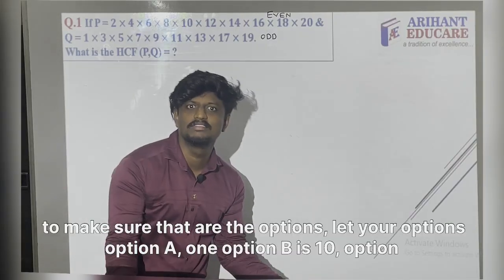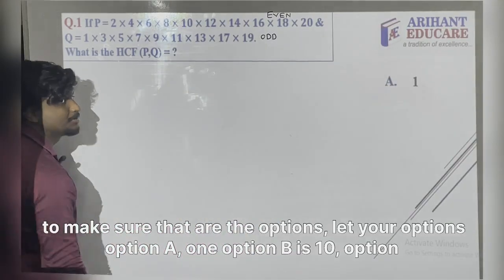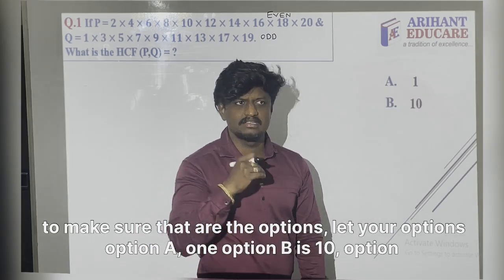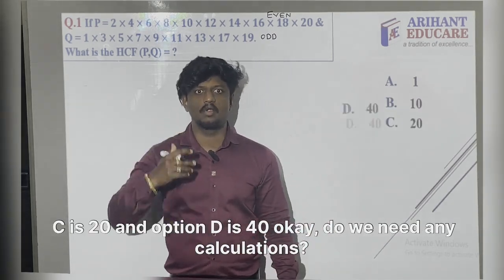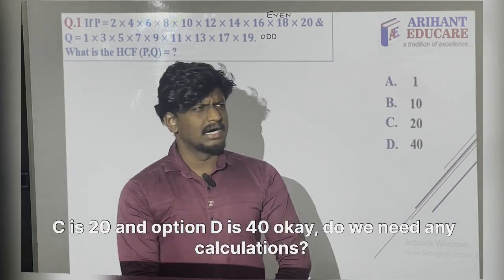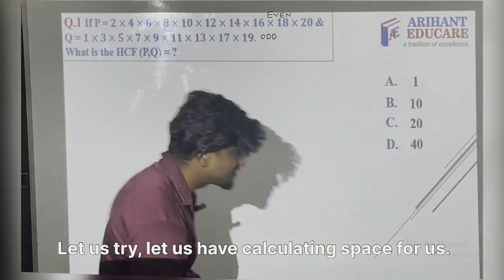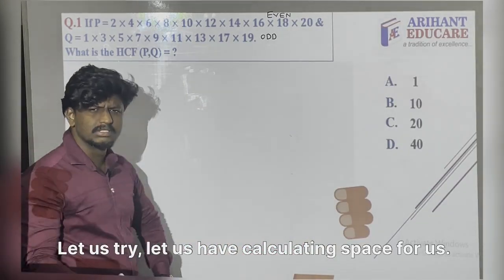But again guys, you're doing MCQs. Where are the options? Let's give options. Option A, 1. Option B is 10. Option C is 20. And option D is 40. Okay. Do we need any calculations? Let's try. Let's have a calculating space for us.